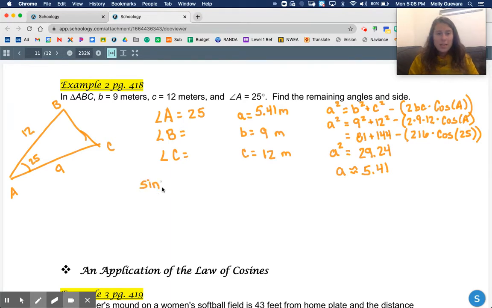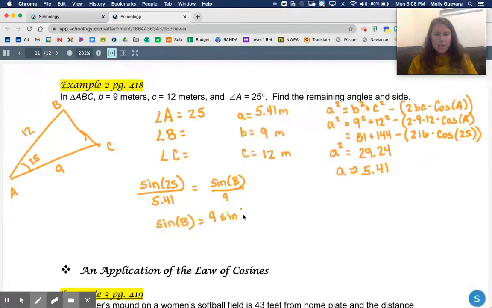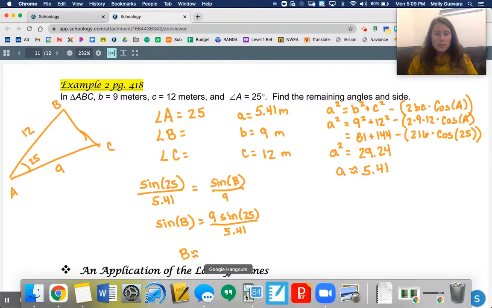So we can take sine of 25 over 5.41 equals, and let's just solve for B, sine of B over 9. So I solve, and I get sine of B is equal to 9 sine of 25 divided by 5.41. I take the sine inverse of both sides, and let's see what we get for B.